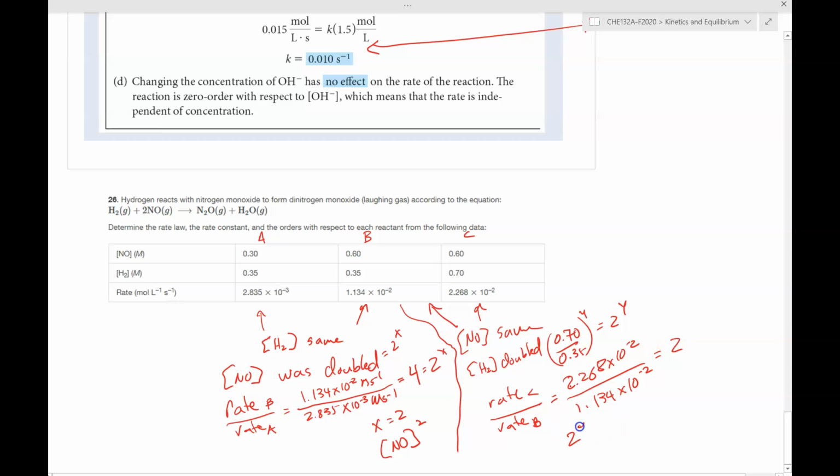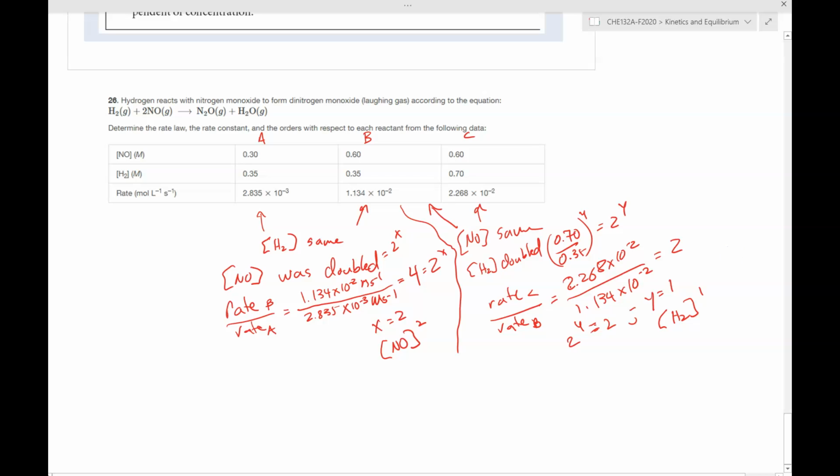So 2 to the y is equal to 2, that's 2 raised to the y, not 2y, then y is equal to 1, so it's first order, H2 to the first. So we would say that the rate is k times NO to the second order, H2 to the first order. We'd say it's third order overall. You just add all the individual orders up to get the overall order.